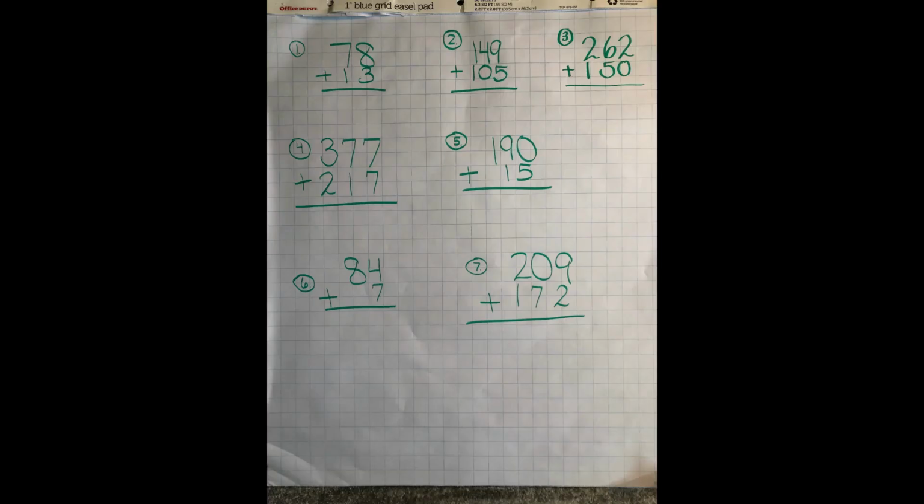So for your independent work that you're going to do at home, there's a couple problems. I gave 7 problems. If there's too many for you, you can modify it and do 5 problems. And you can pick the 5 that you'd like to do. I'd like you to try all 7 if you can, though. So first one is 78 plus 13. Number 2, 149 plus 105. Your third problem, 262 plus 150.